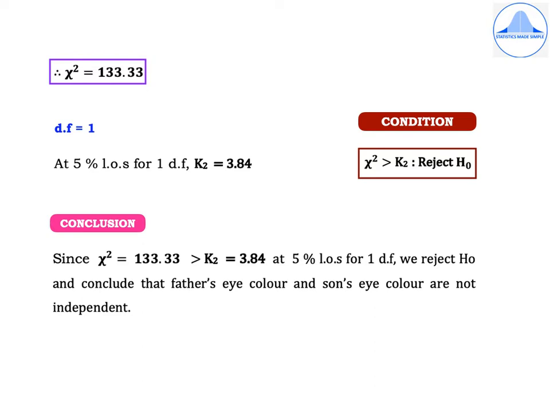So, the conclusion is, since chi-square is 133.33, which is greater than K2 equal to 3.84, at 5% level of significance for 1 degree of freedom, we reject H0 and conclude that father's eye color and son's eye color are not independent. Now in this particular problem, because the cell frequencies are large, you will find the calculations a little tedious. But normally the cell frequencies are not large, as you will observe in the next problem, and the calculations can be done directly.